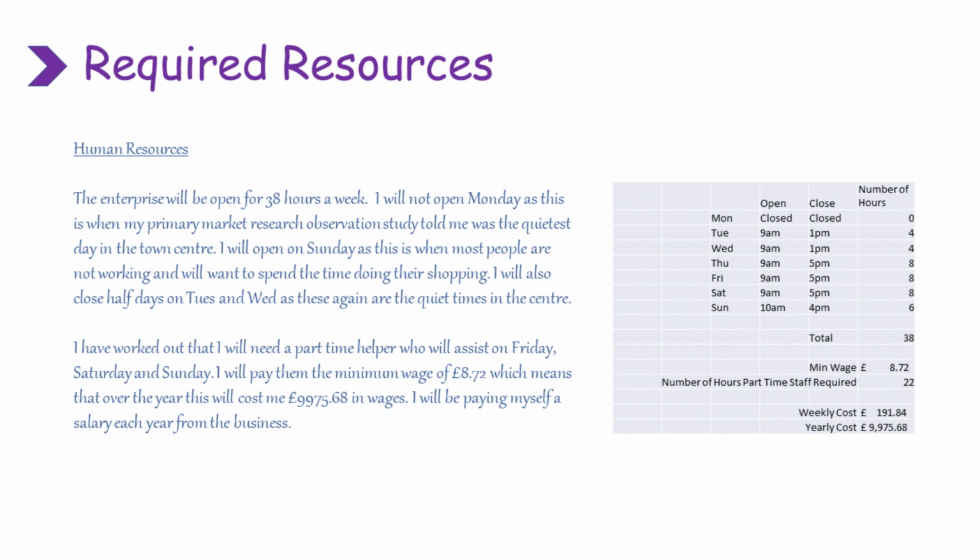In other words, it's going to cost me £9,975.68 to pay that part-time worker. Because, of course, I'm going to take my money out of the business as a salary, so I'm going to get a set amount of money. But that part-time member of staff is going to cost me that amount of money. Now you can see I've started to calculate the cost of my business and how many hours I'm going to work, and it's starting to feel like a real plan now.